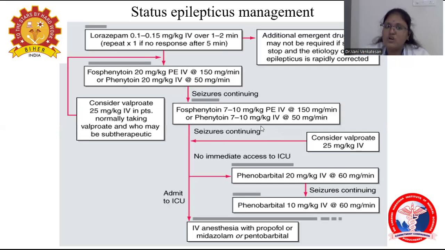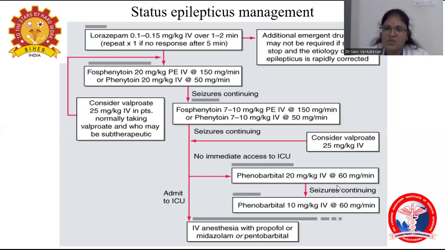If the seizure is not settling with fosphenytoin also, then you will go for phenytoin therapy. And then if the patient is not responding to phenytoin as well, then you will go for phenobarbital at a dose of 20 milligram per kg IV at 60 milligram per minute. So per minute you will be giving 60 milligram.